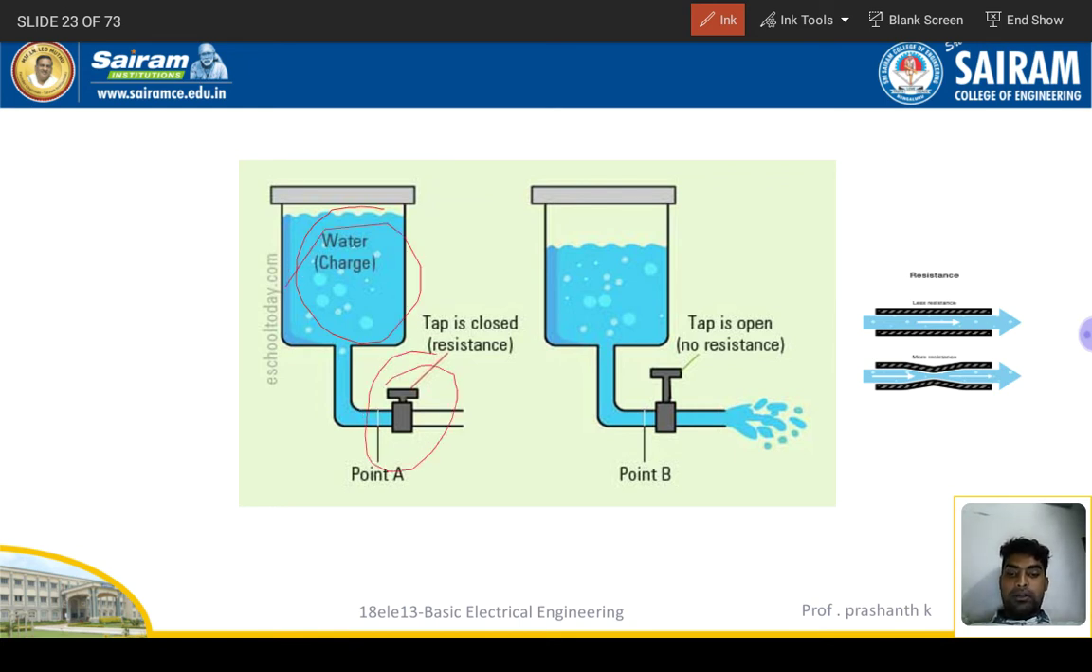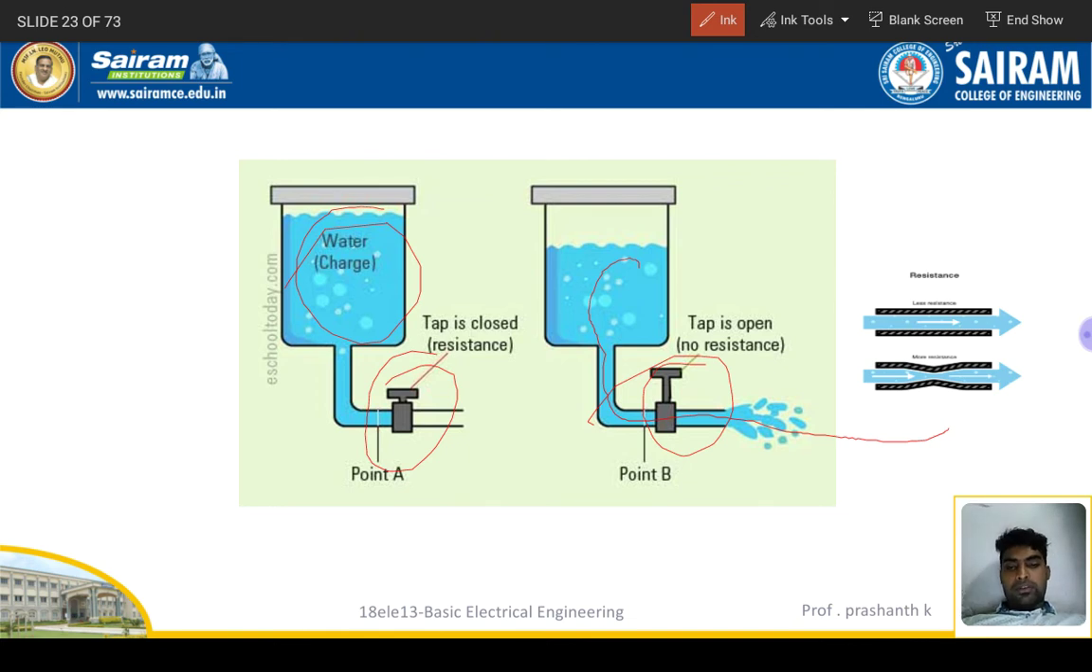Here the tap is closed, isn't it? So suppose the tap is open, what happens? This water will be flowing from here to here. Just consider your home, okay? There is a tank present on the terrace, at the top floor, at the top of the building.